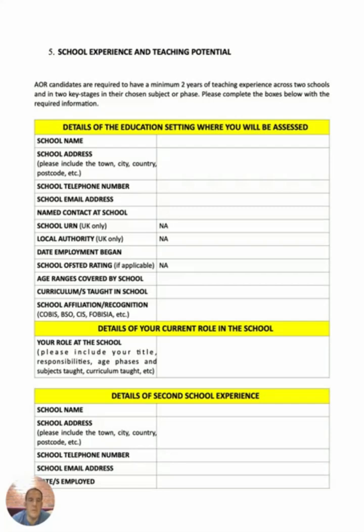And also, it's really important that the contact and the information for this school is correct and up to date. Because if they can't contact the second school, it's going to be a real problem for you. So make sure that this information is all up to date and correct.